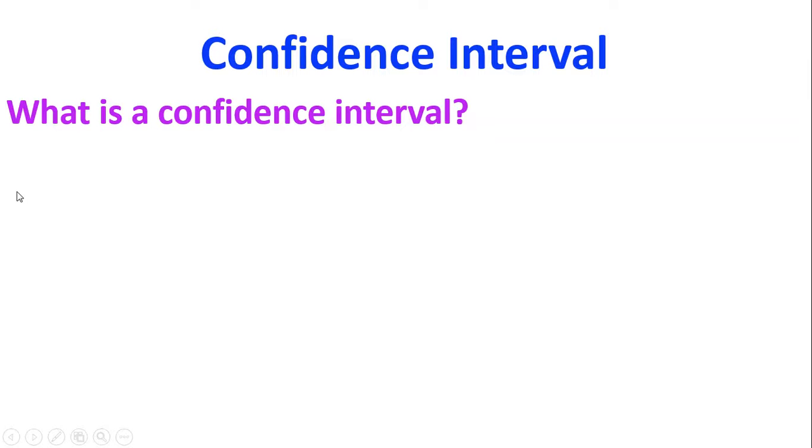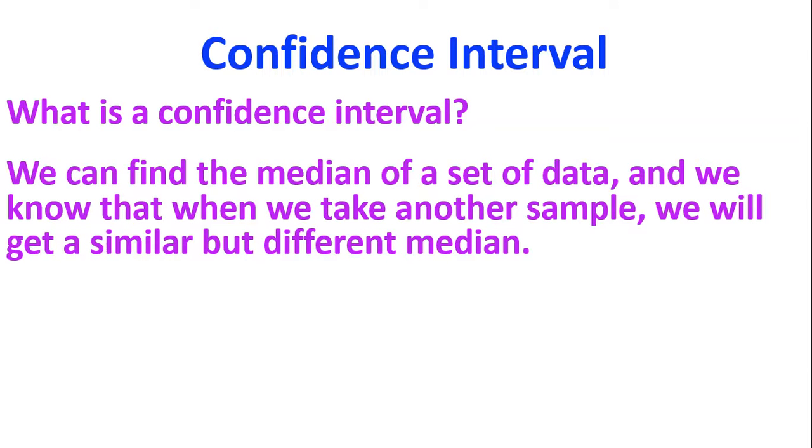Okay, so we want to look at confidence intervals, and the first thing we need to do is understand what a confidence interval is. So if I was to have a set of data and I was to go and find the median for that set, then I'm going to get a particular number. If I then go and take another sample and get the median for that set of data, the median I'll get will be similar, but it's not going to be exactly the same. So every time we take another sample, we're going to get a slightly different median. Similar position, but not exactly the same.